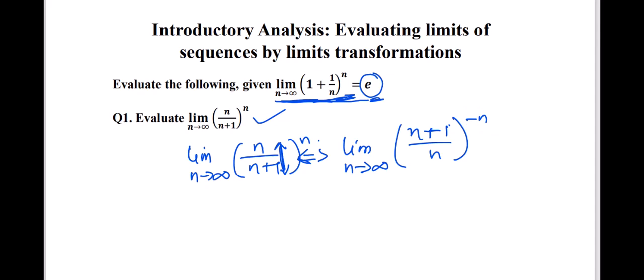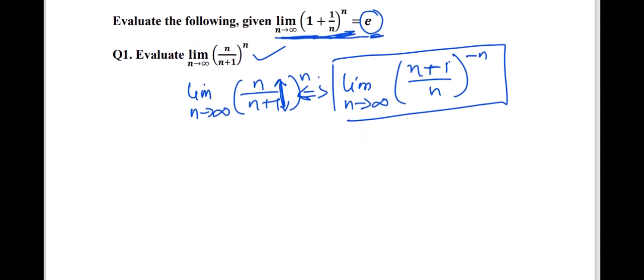If you remember in indices, 1 over 2 is the same as 2 to the power negative 1. So if we want to write 2 over 1, we have to raise it to the power negative 1. It is the same principle from our knowledge of indices that we are using to write this one here.